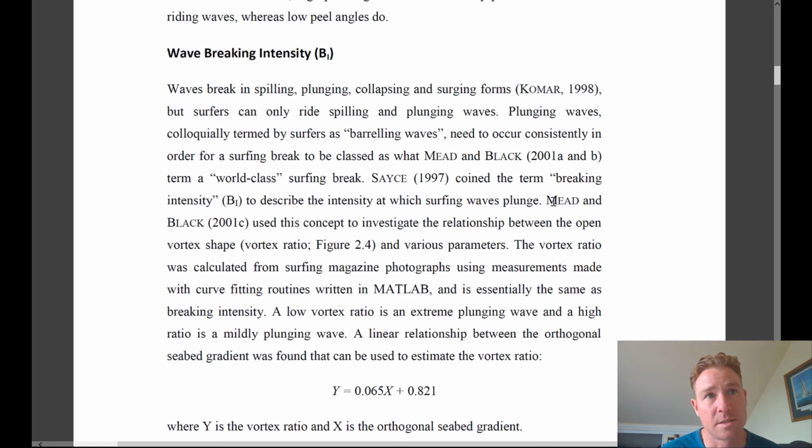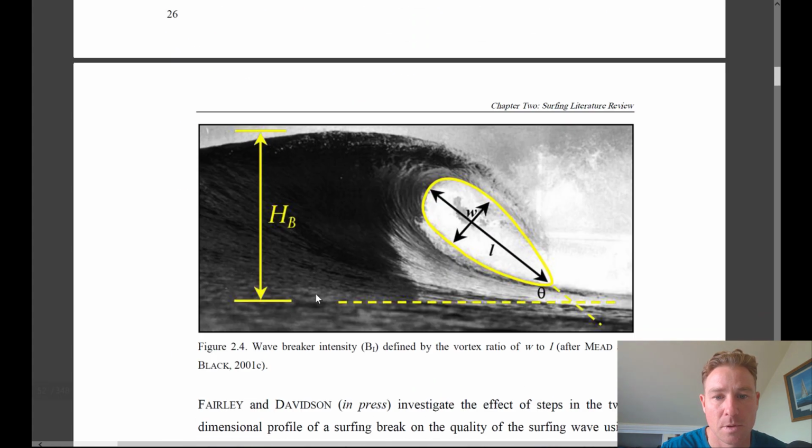And then you have certain orthogonal seabed gradients, like at San Onofre, or up here at Bolinas, or in Santa Cruz at Jack's or Privates, or Cowell's, where the seabed gradient is very, very low, where when the swell is coming orthogonally to it, it progresses very, very slowly, and so that intensity is very low. And so they found this great correlation. That's what I want to talk about today.